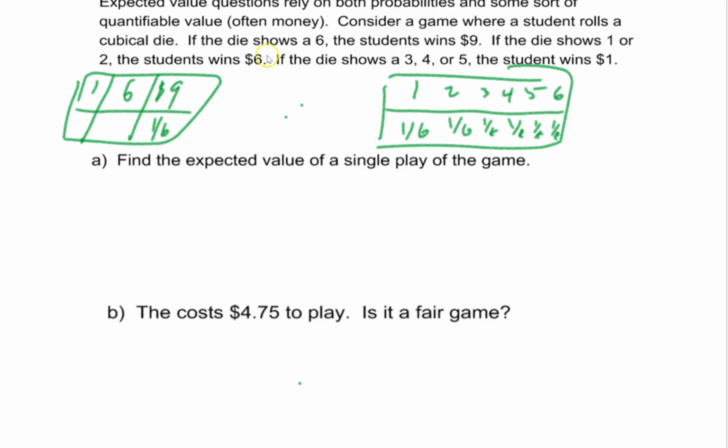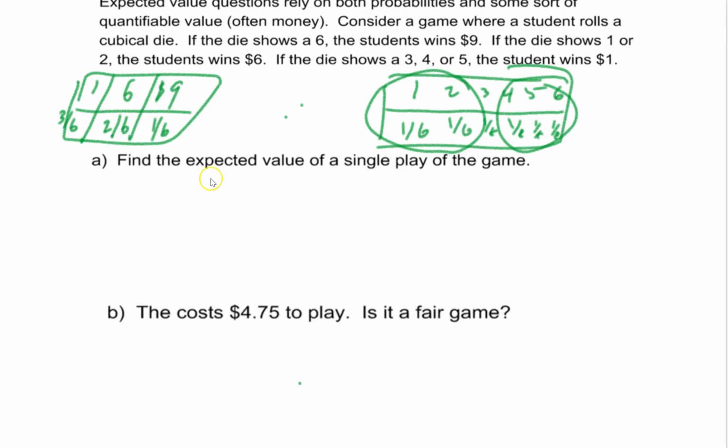Odds of me getting $6 if the die shows a 1 or a 2. So these are the odds of me getting $6. Since there's only one row, I'm just going to add them up, so it's a 2 out of 6 shot. And me winning only $1, all 3 of these, that's going to be 3 out of 6. So those are my winning odds for everything.